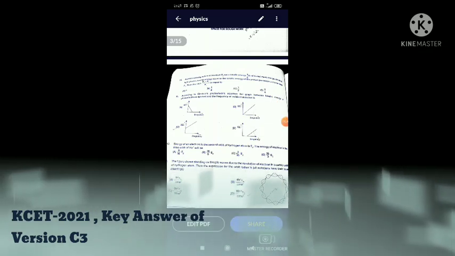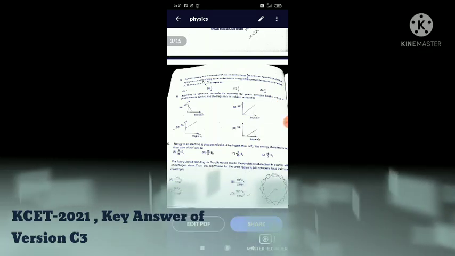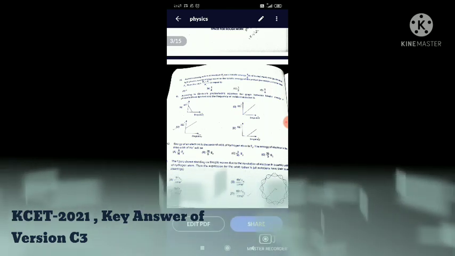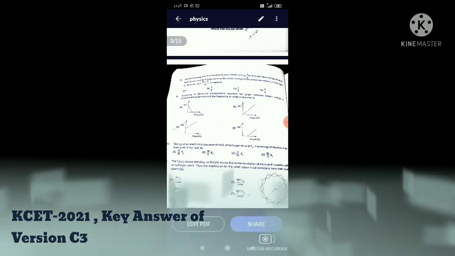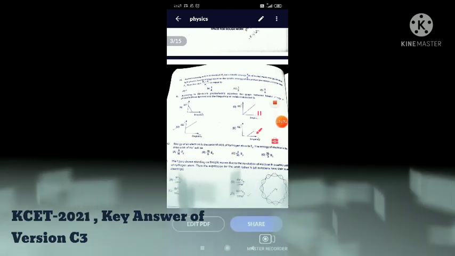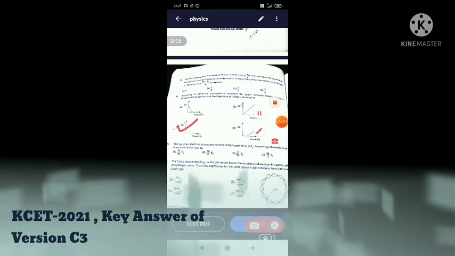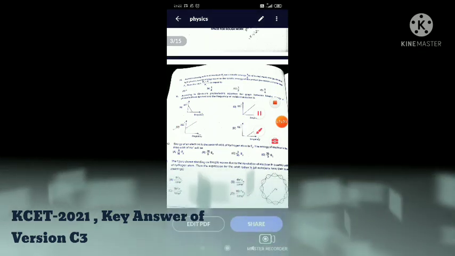According to Einstein's photoelectric equation, the graph between kinetic energy of photoelectrons ejected and the frequency of incident radiation is, the correct option is option C. Next we will move to the question number 12.